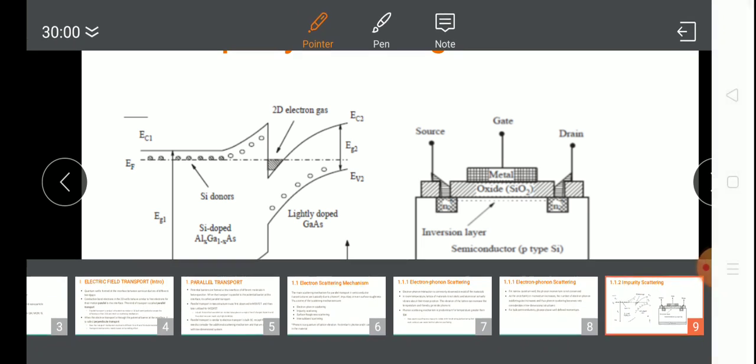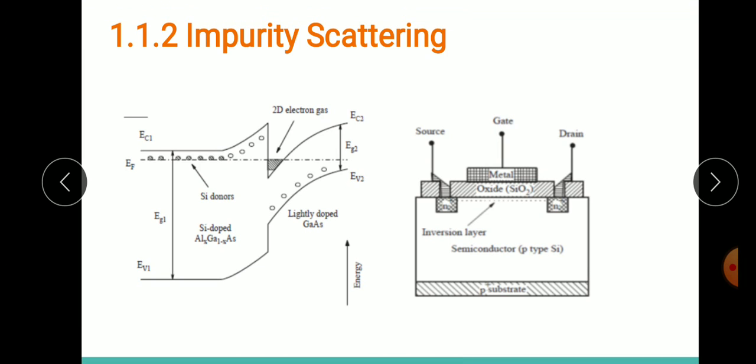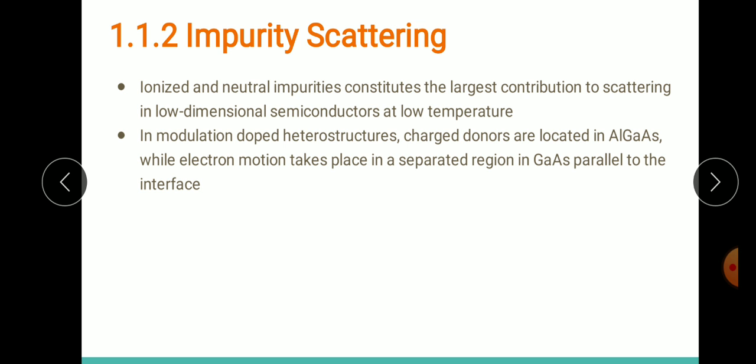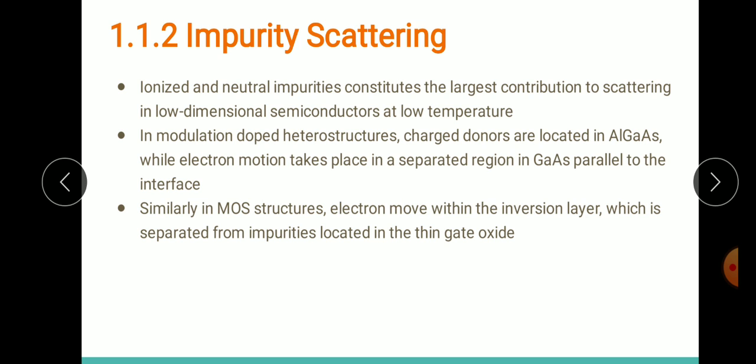Similarly, in a MOS structure also, the electron moves within this inversion layer. We have this inversion layer or the channel region here, and the electron motion occurs in this. And here the electrons are separated from the impurities. Where does the impurity lie? In the silicon oxide, the gate oxide layer. So basically we are trying to separate our electrons from the impurities present in our materials, right? So that's what we are saying here.